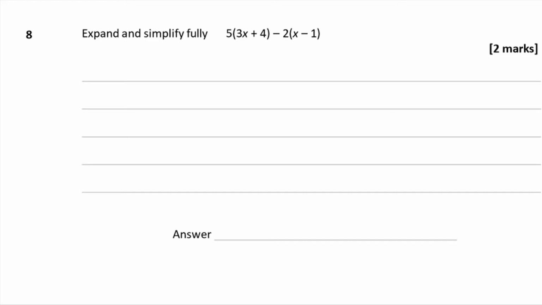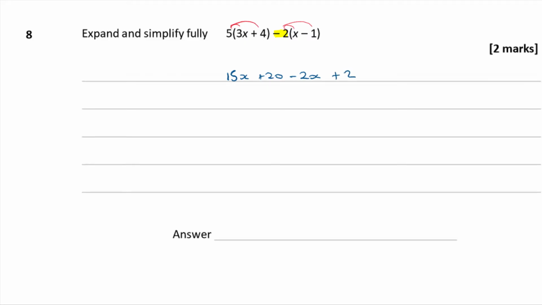Okay, so the first single bracket is 5 lots of 3x plus 4. Multiplying both things inside the bracket by the 5, I'm going to get 5 lots of 3x is 15x and 5 lots of 4 is 20. Now just take care with the second bracket because I've got a minus 2 at the front, so we're going to multiply everything inside the bracket by negative 2. So negative 2 lots of x is just minus 2x. And negative 2 times negative 1, a negative times a negative is going to give me a positive value, plus 2.